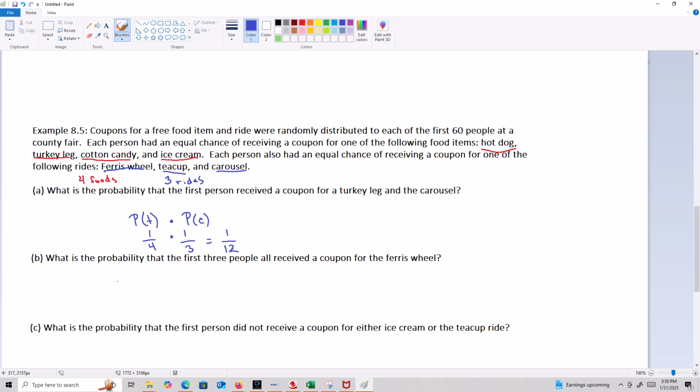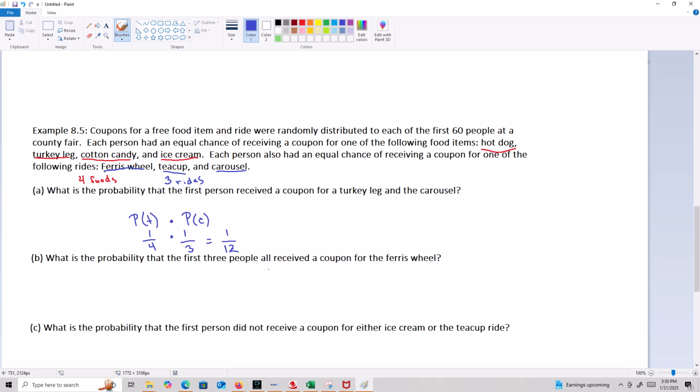All right, moving on. What is the probability that the first three people all received a coupon for the Ferris wheel? I guess I struggle with it because it seems like our number of tickets for the Ferris wheel is going to be decreasing, changing the probability with each new customer. But that's not how the book wants us to think about it. So we'll press on.